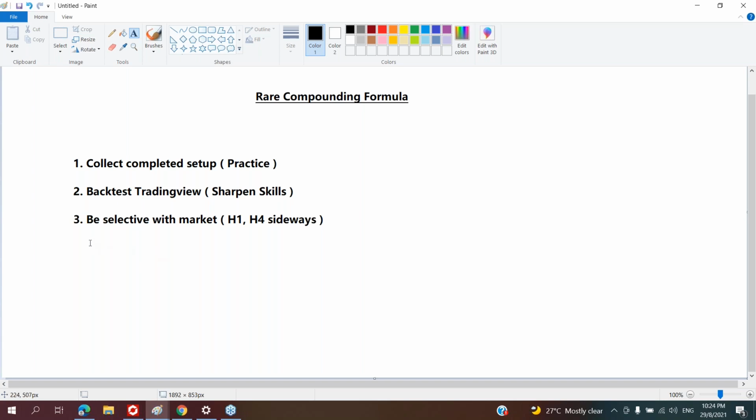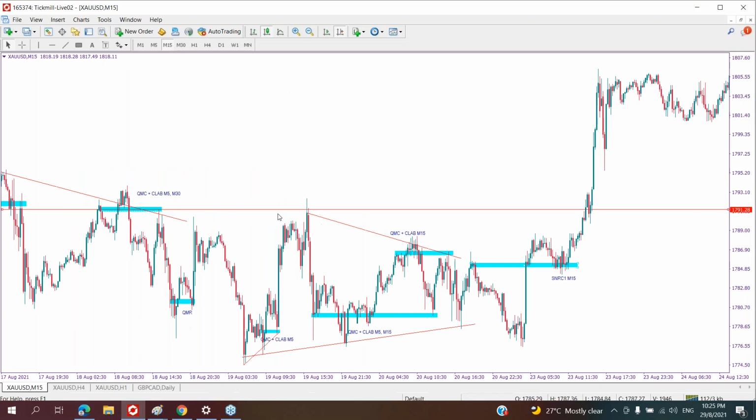And number three, be selective with the market. Being selective means looking at the movement of the market, H1 and H4 sideways. I don't recommend daily and all that, but I recommend H4 and H1. The pair that I suggest is gold. I don't suggest Bitcoin. I don't suggest New Zealand JPY. I don't suggest any other pair, but the one that I suggest is gold. Now I give you an example.